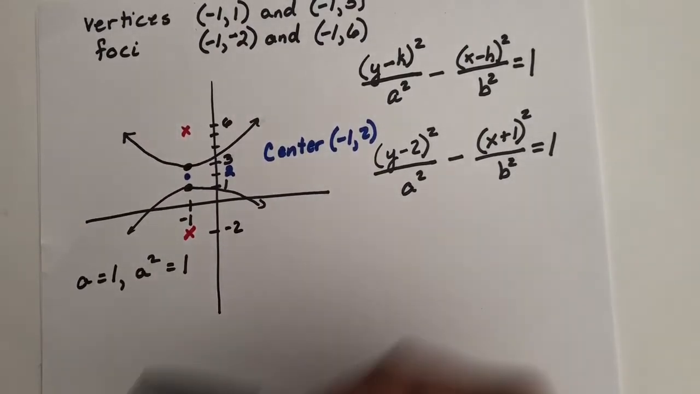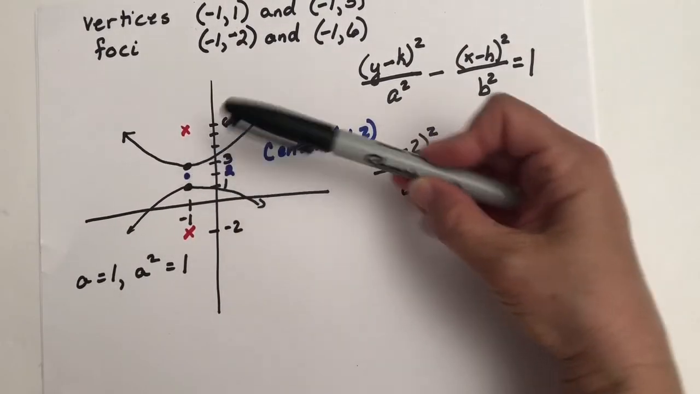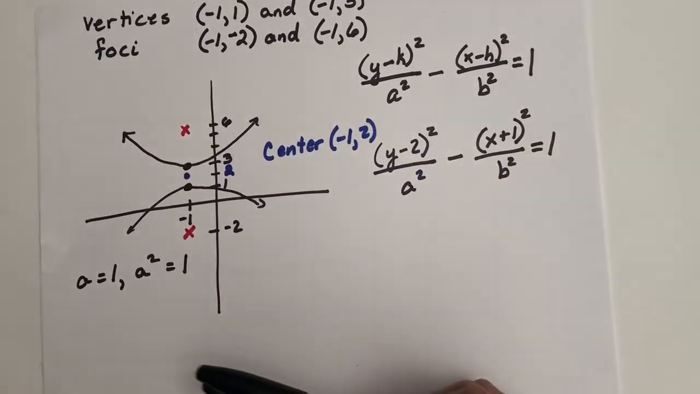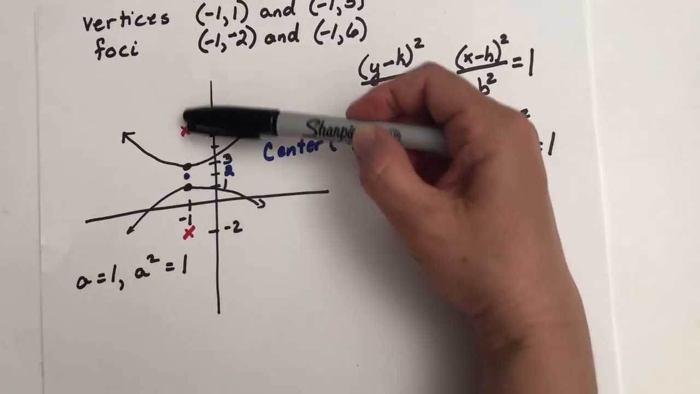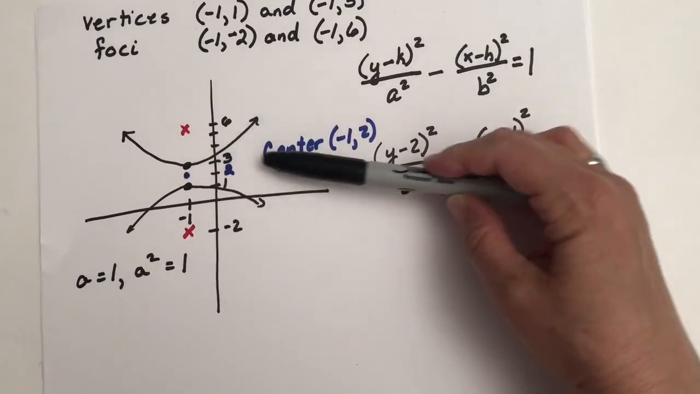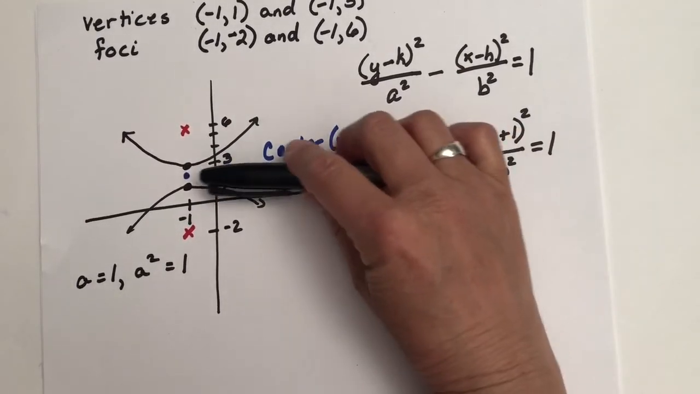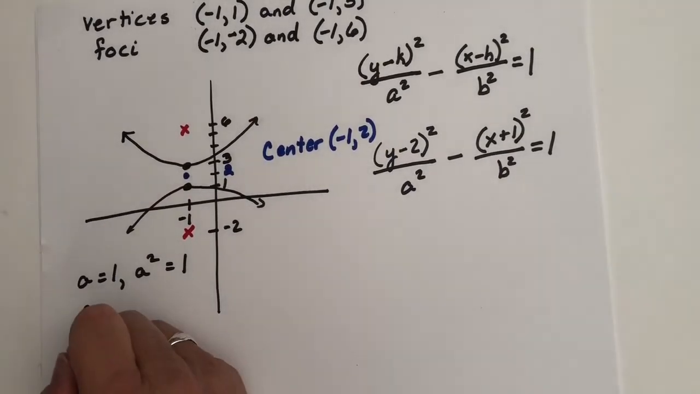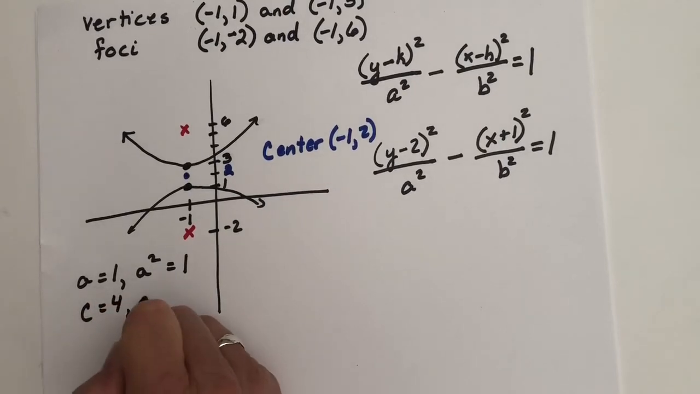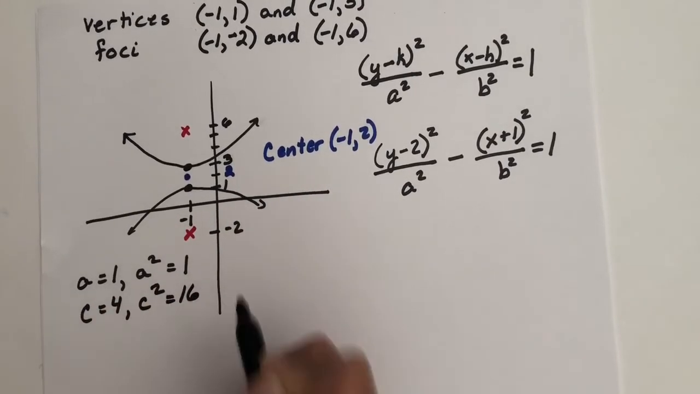Remember, our y value at center is 2. So from 2 up to 6 is 4 units. And 2 down to -2 is 4 units. I was just confirming that I have that correct. So my c value is going to be 4. So c equals 4. And that means c squared is 16.